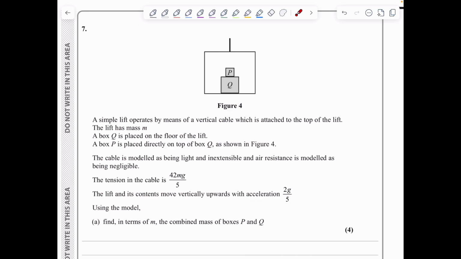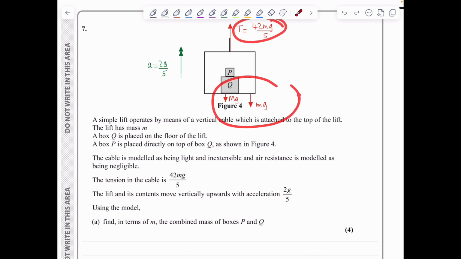I will start by adding the forces acting here. We've got the tension of 42 mg/5 acting upwards. We've got the weight of the lift itself, which is mg, and we call the combined mass of P and Q to be capital M. We've got the weight of these two boxes being capital Mg, and the lift together with the contents are accelerating upwards with an acceleration of 2g/5. So I will simply do forces acting upwards minus forces acting downwards is mass times acceleration.